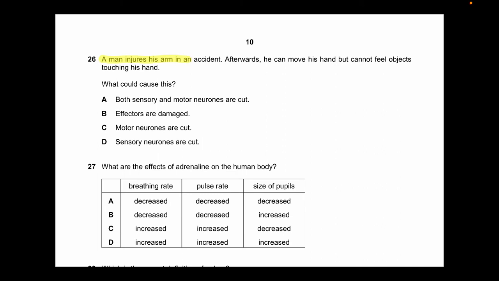A man injures his arm in an accident. Afterward, he can move his hand but cannot feel objects touching his hand. What could cause this? Well, the man cannot feel any object, so the sensory neuron is cut. But the man can move his hand, so the motor neuron is intact.